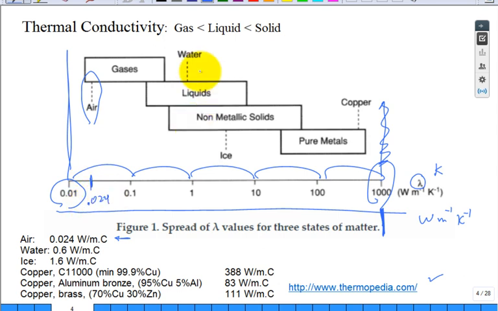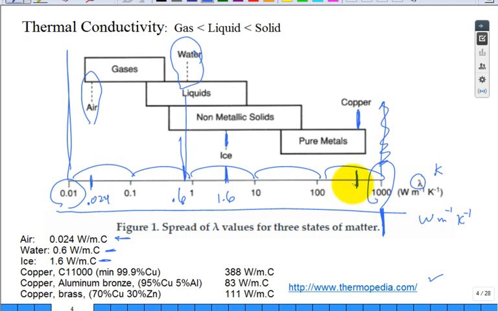Let's take a look at the next one. Liquid water. Liquid water comes in right around here. It's a log scale. I look it up. Maybe it's around 0.6. All right. What's another one? Ice. It's kind of interesting: water in liquid form, water in ice form. The ice has a higher, about 1.6. I'm just throwing a number out there. They are temperature dependent for ice.